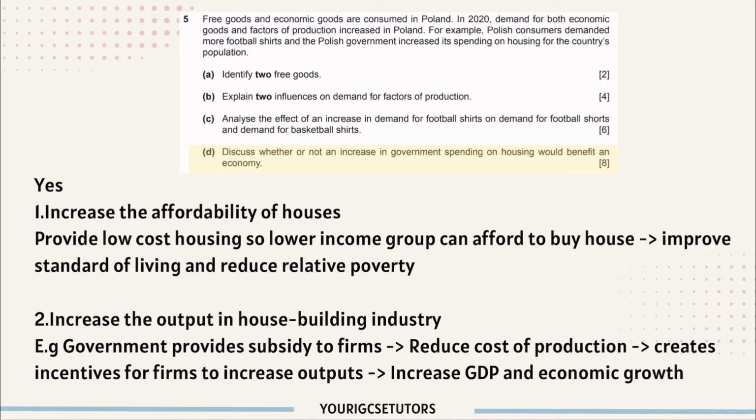Second, it can increase the output in house building industry. For example, government provides subsidy to firms that build houses, like for example developers. So this will reduce the cost of production and when the cost of production is reduced, this creates incentive for firms to increase outputs. And when output increases, this increases GDP and economic growth.